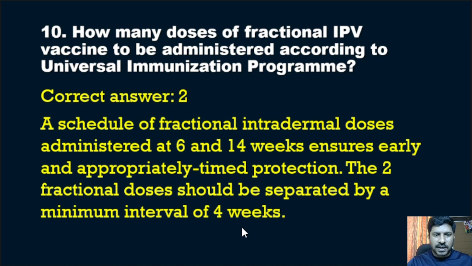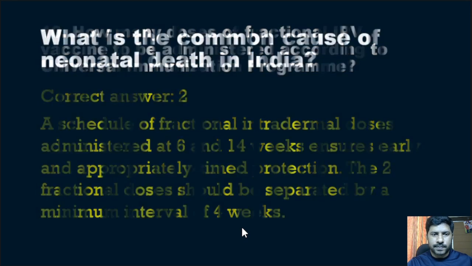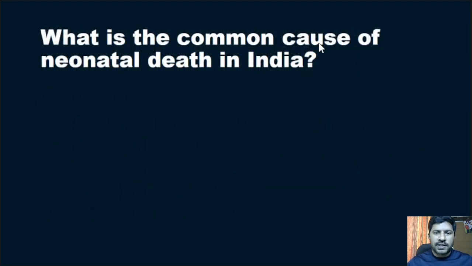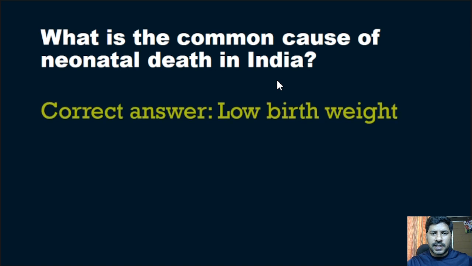So 2 doses are required for IPV, usually administered in the 6th and 14th weeks. The minimum gap between the 2 doses is 4 weeks or 1 month. Next question. What is the common cause of neonatal death in India? The common cause of neonatal death in India is low birth weight.